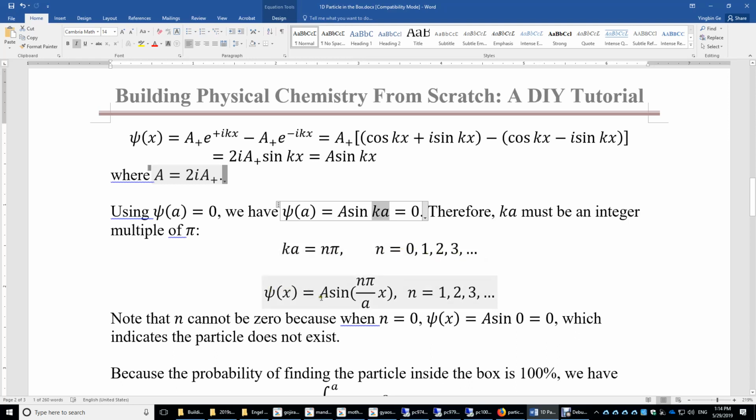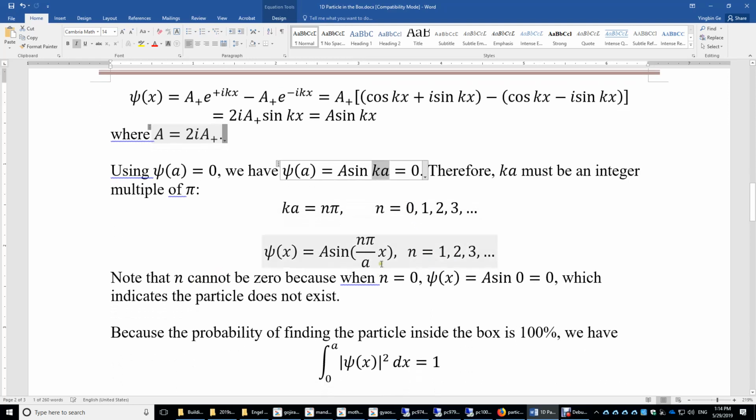And psi of x is simply just A times sine, where we're replacing this k with n pi over a here. And n equals 1, 2, 3. I deleted this 0 for a reason, because n cannot be 0. If we plug in n equals 0 here, we're looking at A times sine 0, and that means the wave function is 0. No matter where the particle is, that means the particle does not exist at all. So this is unphysical, therefore n cannot be 0.